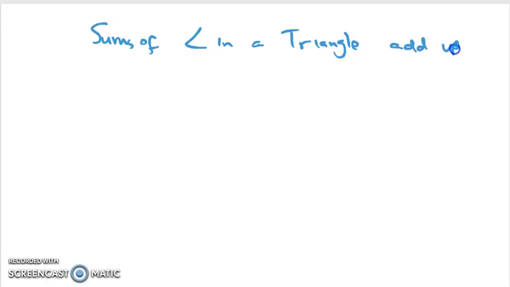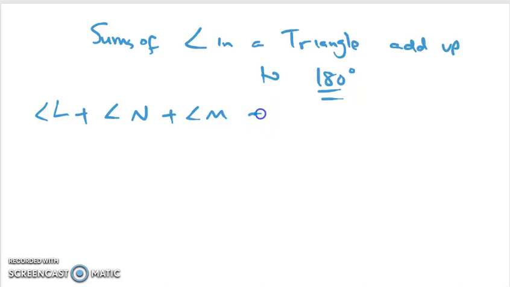Okay, in a problem like this, what we know is that the sums of angles in a triangle add up to 180 degrees. So that's a fact. The sums of the angles of a triangle add up to 180 degrees, which means angle L plus angle N plus angle M, they have to all add up to 180 degrees.